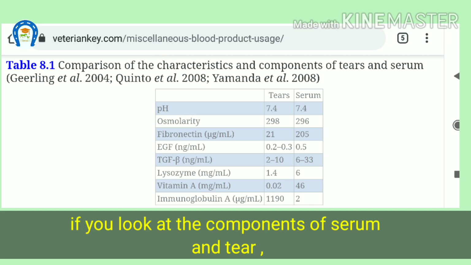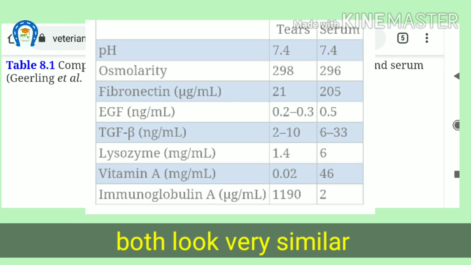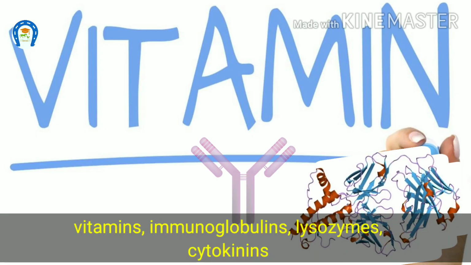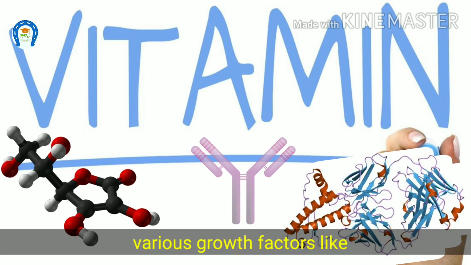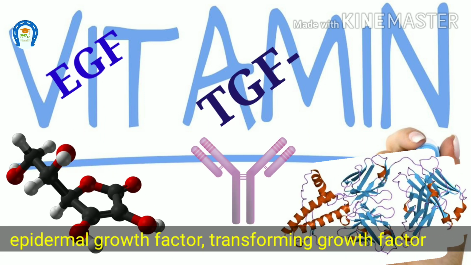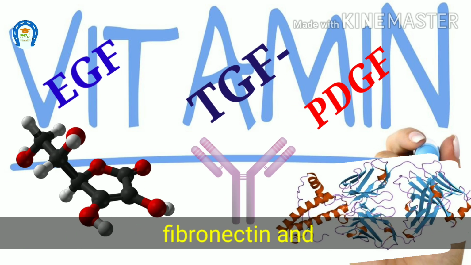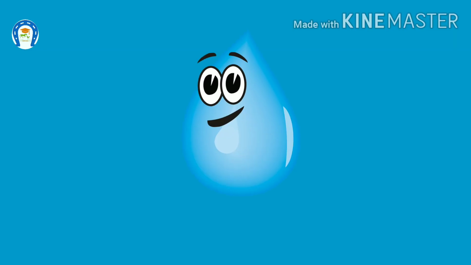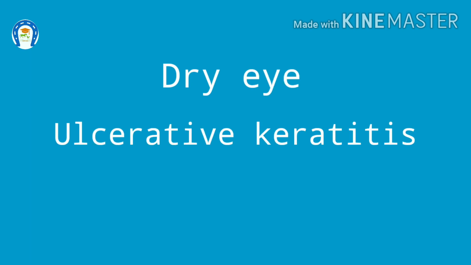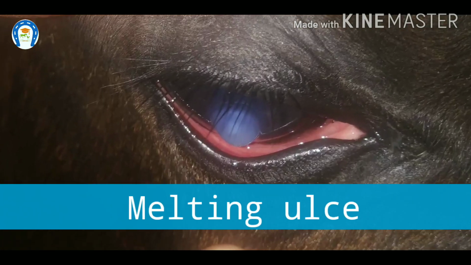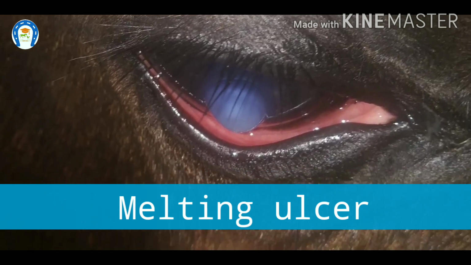If you look at the components of serum and tear, both look very similar. The serum contains vitamins, immunoglobulins, lysozymes, cytokines, various growth factors like epidermal growth factor, transforming growth factor, platelet derived growth factor, neurotrophic factor, fibronectin, and other bacteriostatic components. So, when to use? In dry eye condition instead of artificial tear substitute, and in ulcerative keratitis to reduce proteolytic activity, particularly with melting ulcer where antiproteinase and anticollagenase therapy are indicated.